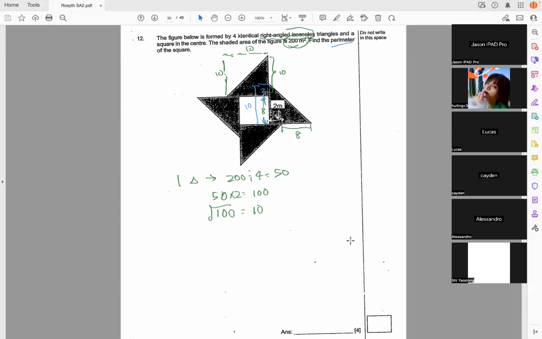Find the perimeter of the square. So one side of the square is 8. There are 4 sides. So the perimeter of the square is 32. So the answer is 32 meters. Any questions? Make sure of this. Let's go on to question number 13.